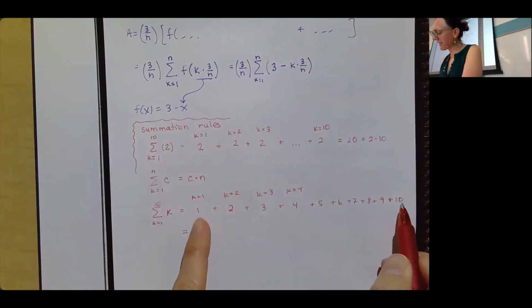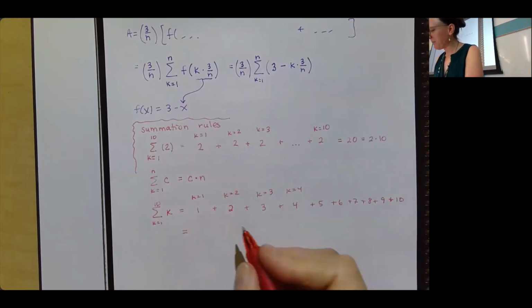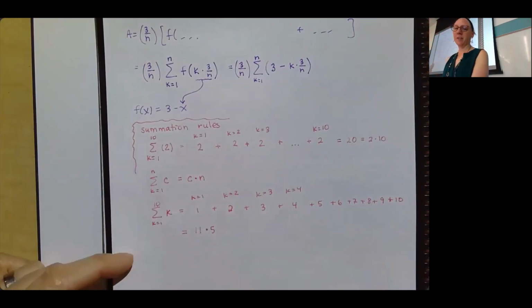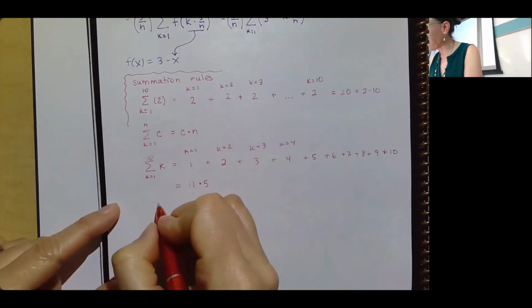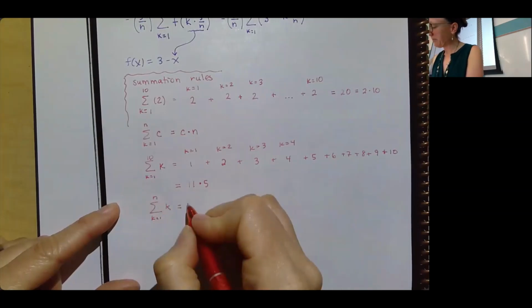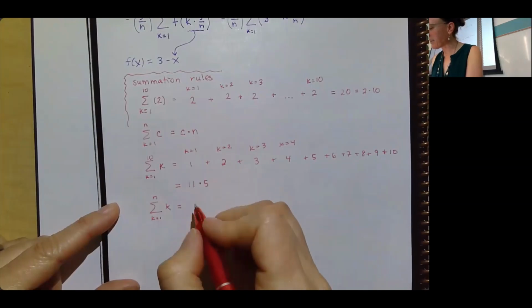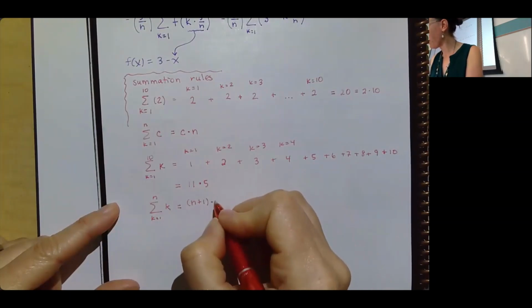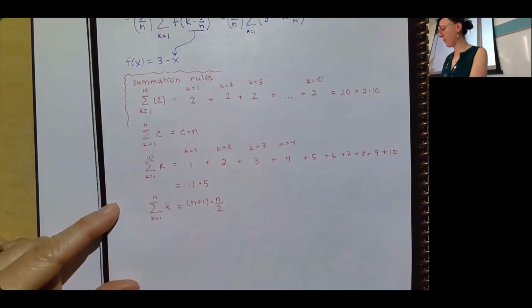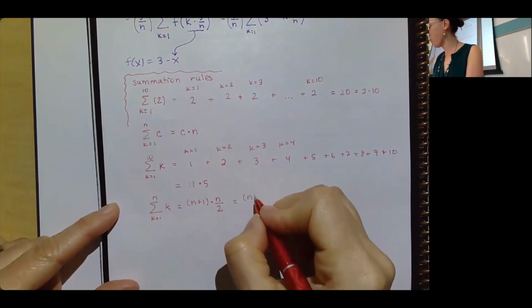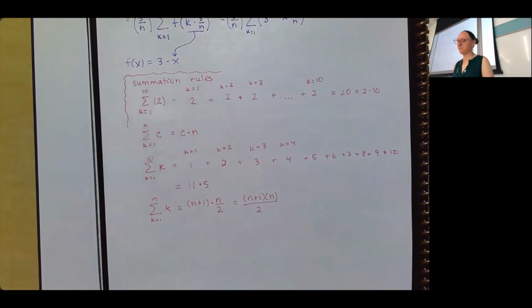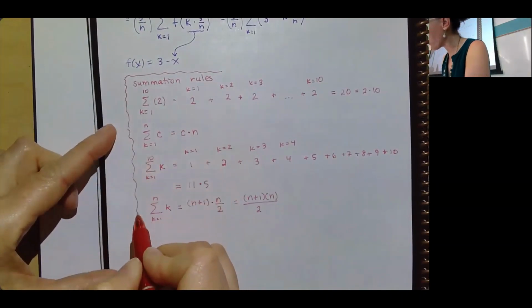So that ended up being how many sets of 11? So this worked out to be 11 times 5. You don't need to memorize that version of it. This is the version that he gave you in lecture, and that is n plus 1 times n over 2. Sometimes that's just written as n plus 1 times n all over 2. And that's really the version that we're going to use the most.